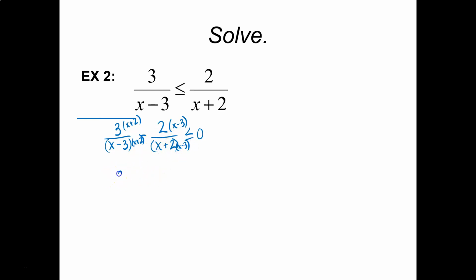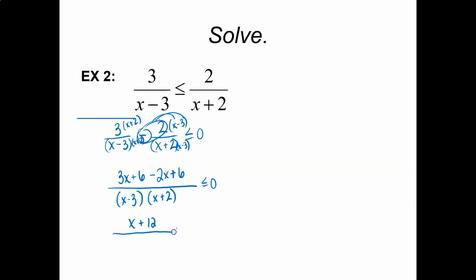So that will look like this: 3x plus 6. Be careful here. You've got this minus. It goes with that 2 whenever you distribute, right? So it's going to be minus 2x plus 6. And then you have to write your denominator, x minus 3, x plus 2. And so we will get x plus 12 over x minus 3, x plus 2, less than or equal to 0.